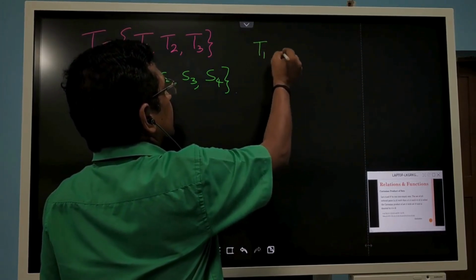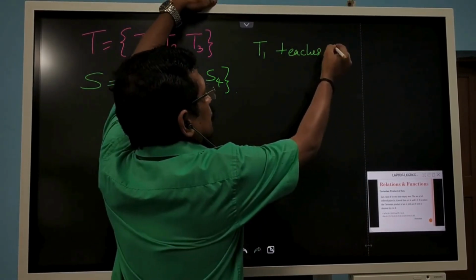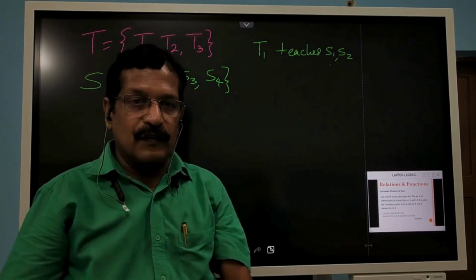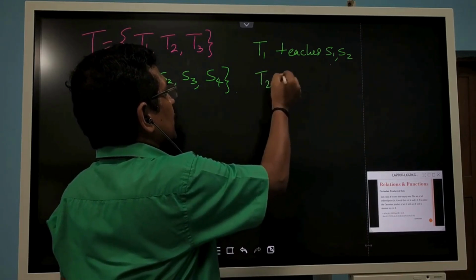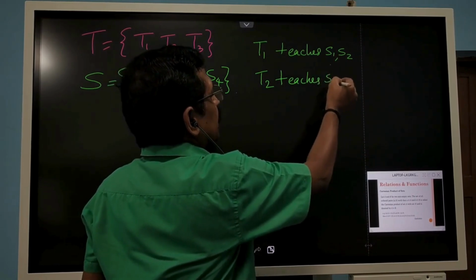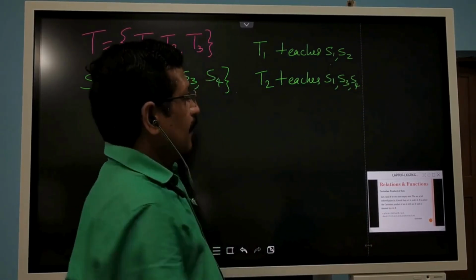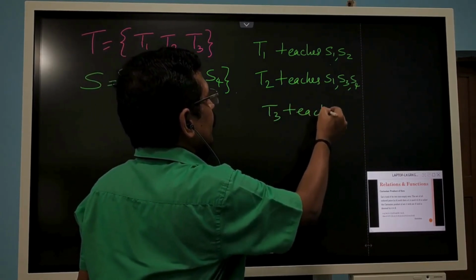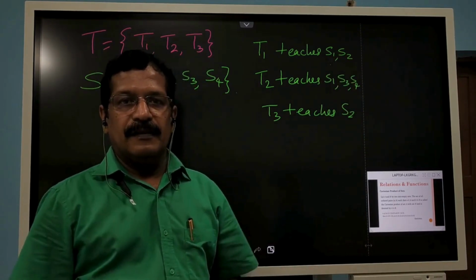Teacher 1 teaches student 1, student 2 only, because different subjects are there. Teacher 2 teaches student 1, student 3, student 4. And teacher 3 teaches student 2 only. A sample is given.